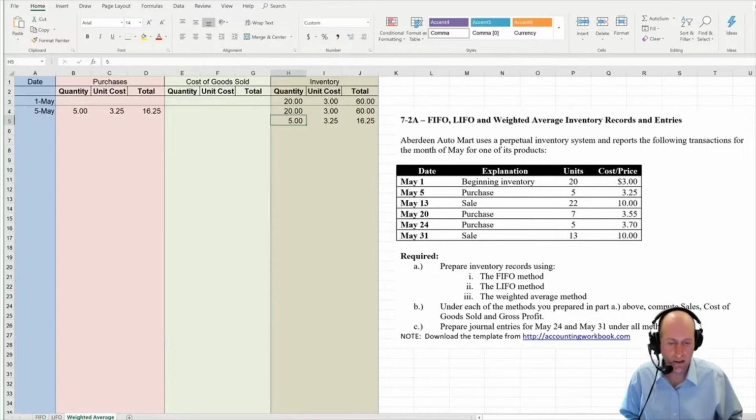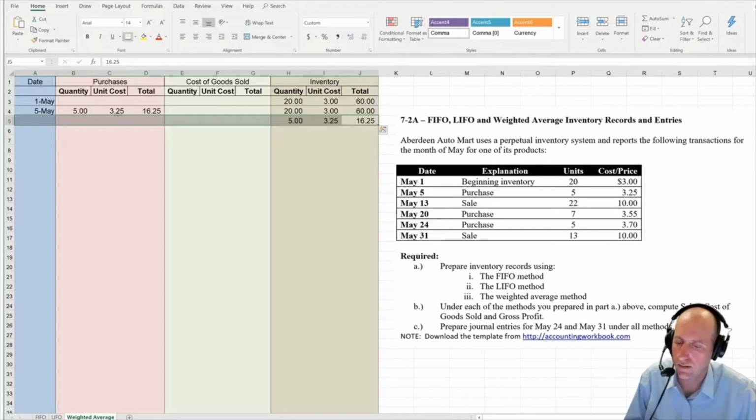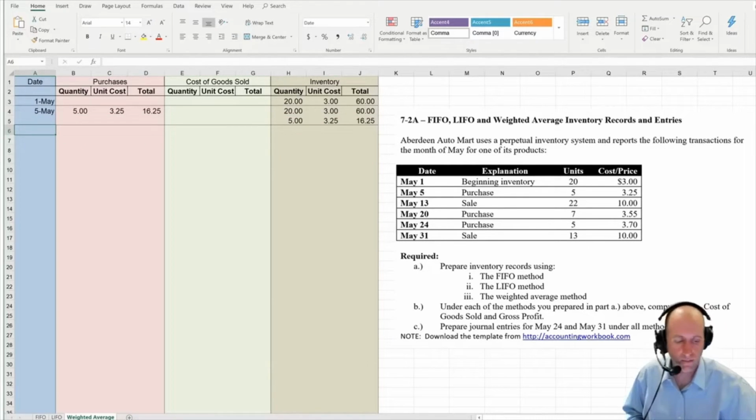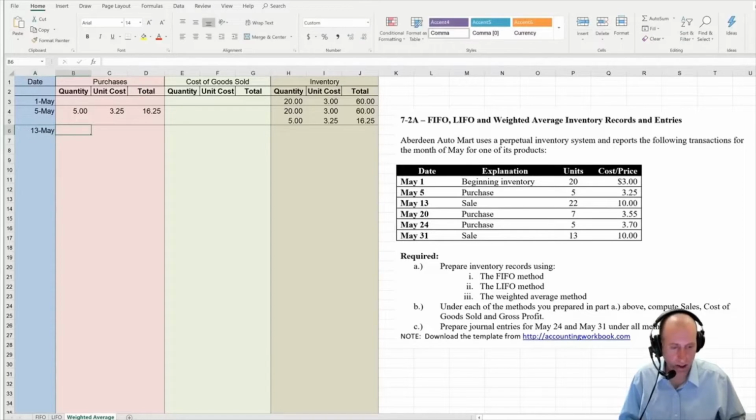And now this is the key. I don't attempt to add these. I don't attempt to combine these in any way. I just say, okay, that's what I've got. I've got 20 units that cost me $3, and I got 5 units that cost me $3.25. That's it. May the 13th, I make a sale. What did I sell? I sold 22 units. Now, I have to say, which 22 units did I sell? And the answer is, well, this is FIFO we're doing here. So I sold the first 22 units. What are the first 22 units?